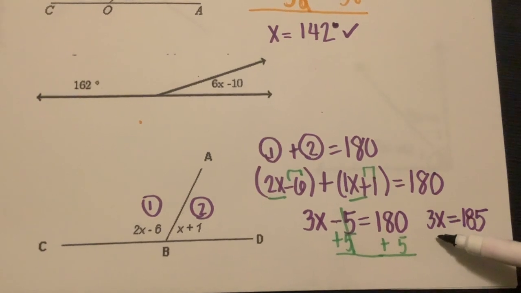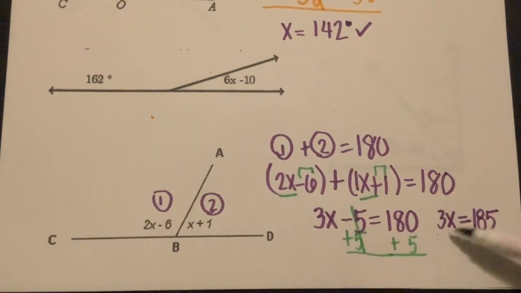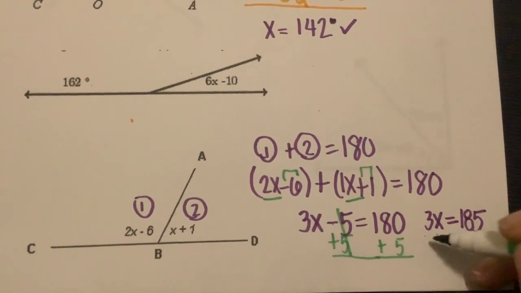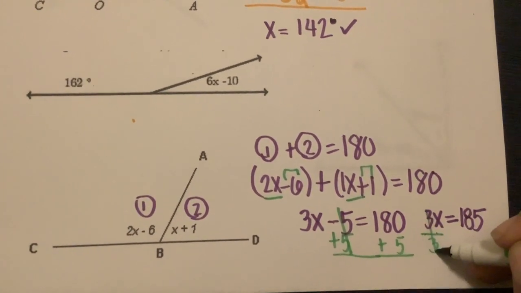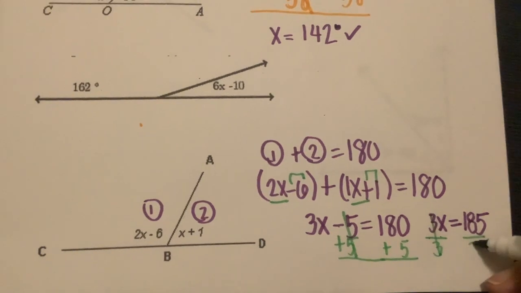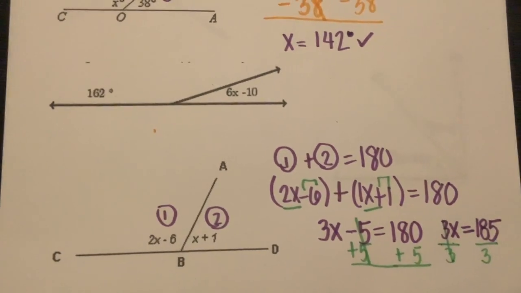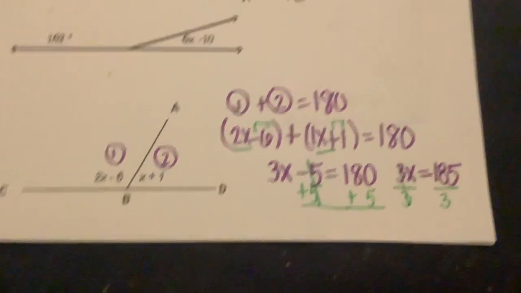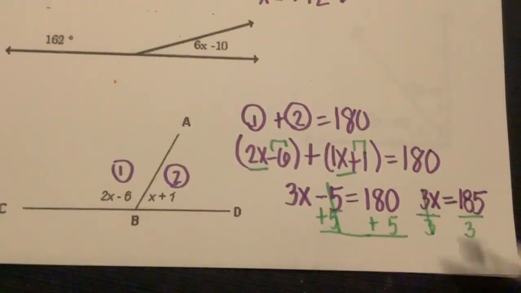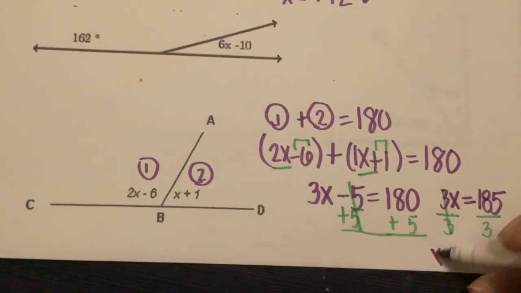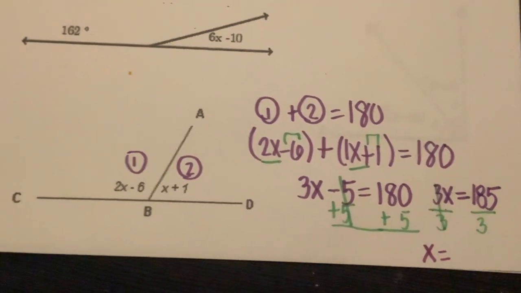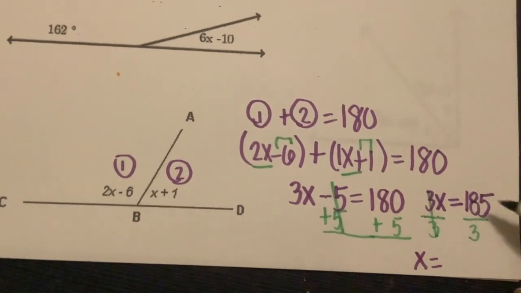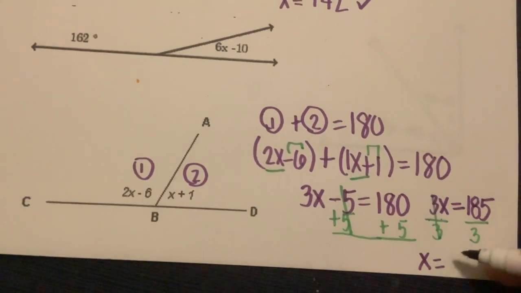Last step we need to do is, this is 3 times x. So you need to do the opposite of multiply. In this case, we're going to divide. Now, it is okay if some of our values of x are decimals. This is going to be one of them where we're going to get a decimal. So, use your calculator and find the value of x. If we use a calculator, we should get 185 divided by 3.